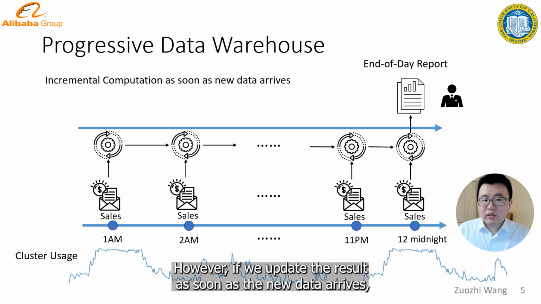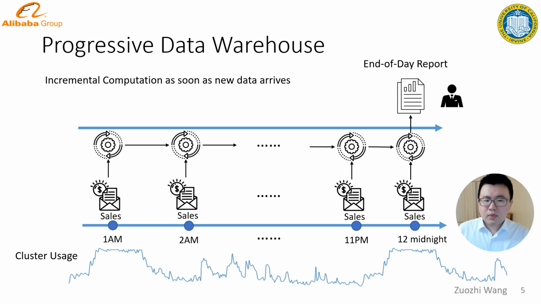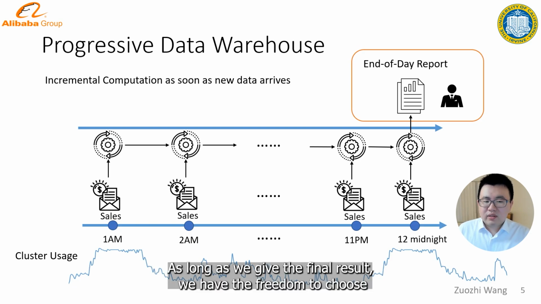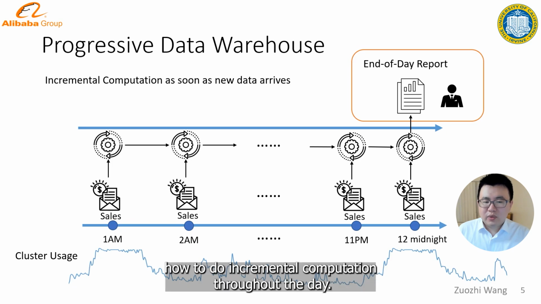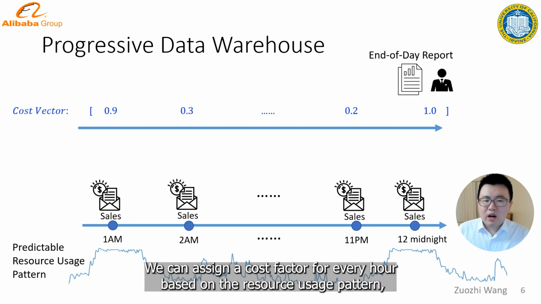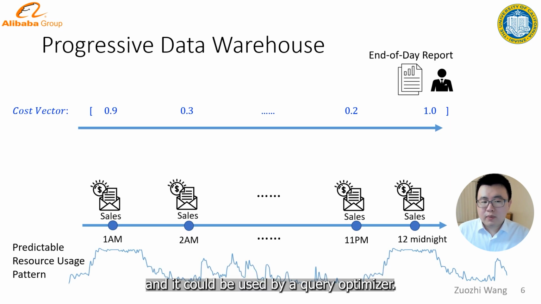However, if we update the result as soon as the new data arrives, some of the computation will still run in rush hours. One observation is the user does not care about the intermediate results. As long as we give the final result, we have the freedom to choose how to do incremental computation throughout the day. We can assign a cost factor for every hour based on the resource usage pattern, and it could be used by a query optimizer.